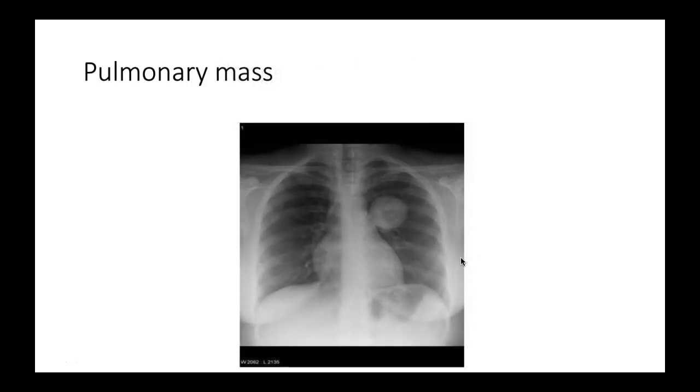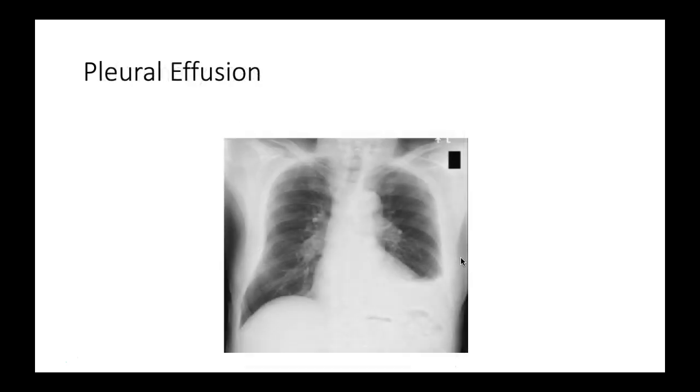Here's somebody with a pulmonary mass. And here we have pleural effusions. Like I told you, this is somebody who has a left-sided pleural effusion. And you see here all this blunting, as opposed to here where you have a nice crisp edge to the base of the lung field.